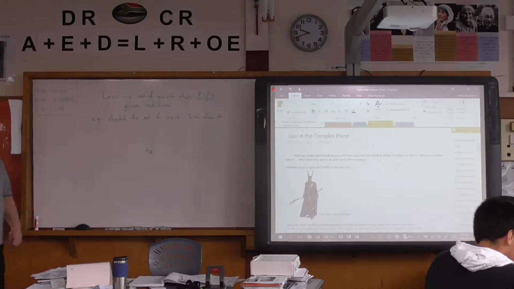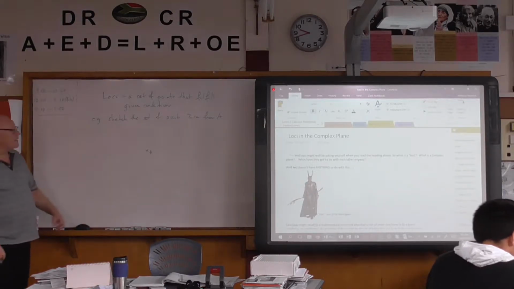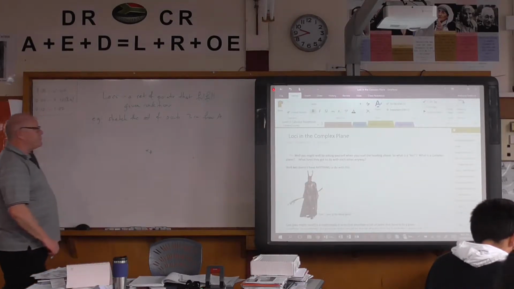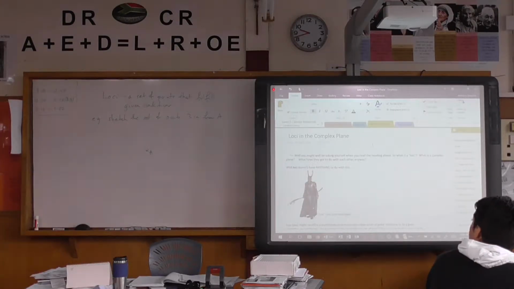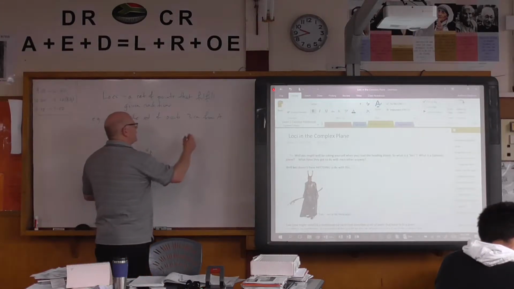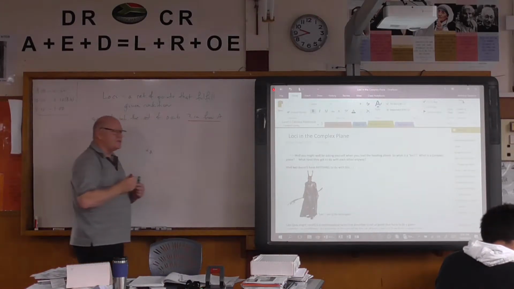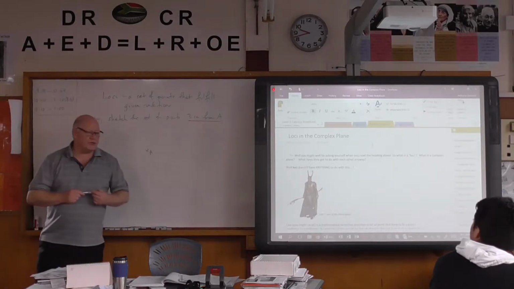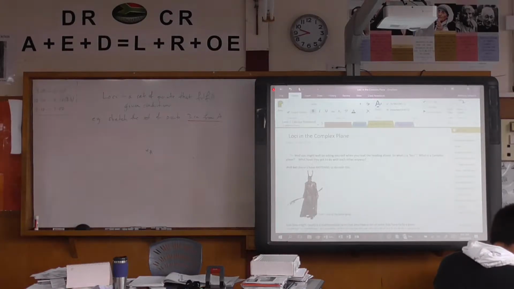Okay, let's take a simple example. Let's say you're asked to sketch a set of points which are all 3 centimetres from A. Well, here's the condition: they have to be exactly 3 centimetres from A. Can you talk to the people next to you and discuss what you think that might look like? What would the set of points be that are 3 centimetres from A?